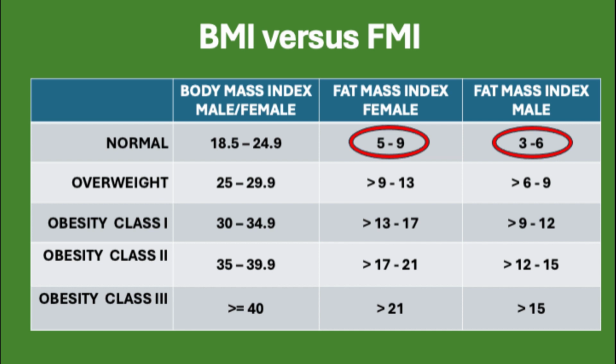So obesity class 1, class 2, class 3 can be defined by just adding a fixed number to each step. So 9 plus 4 is 13, 13 plus 4 is 17, and here 6 plus 3 is 9, 9 plus 3 is 12. So for males add 3, for females add 4, and that will give you a good classification of obesity.